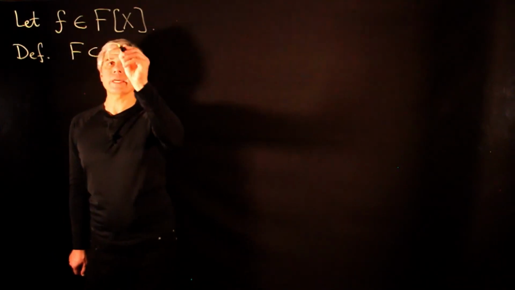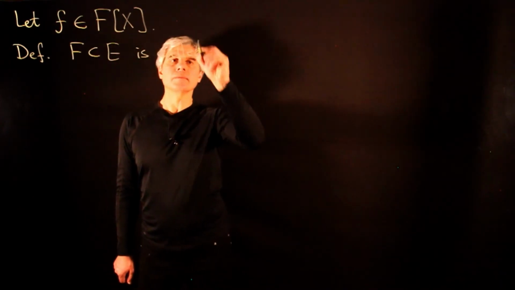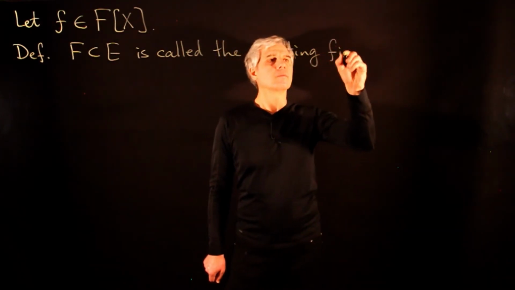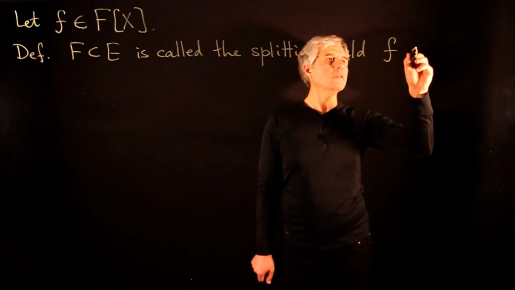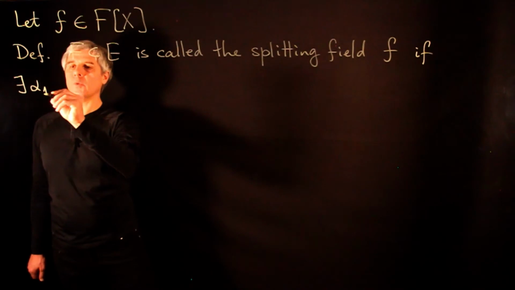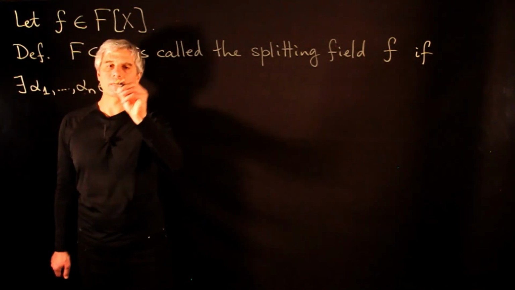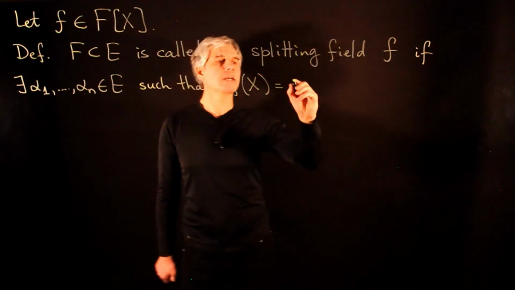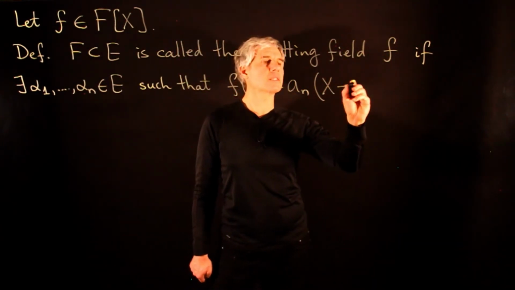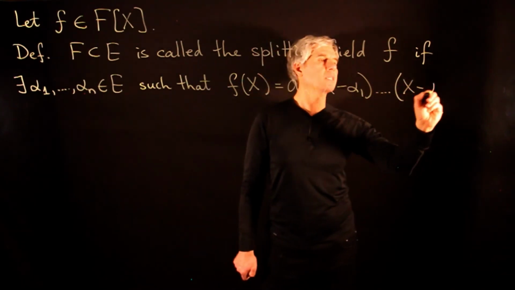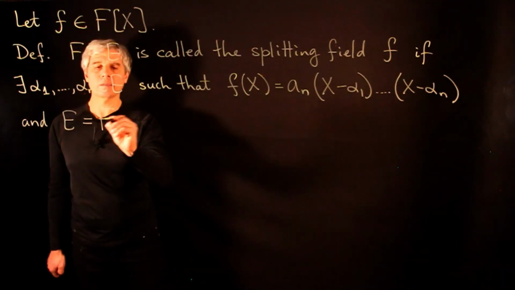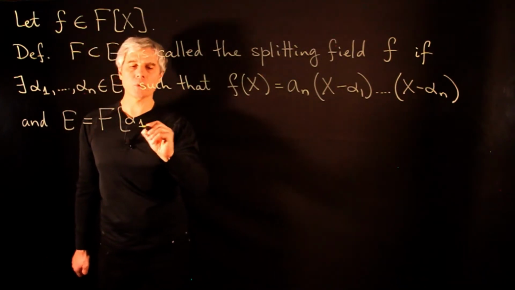Definition. An extension E of the field F is called the splitting field of f if there exist roots alpha 1 through alpha n in the field E, such that f of x factors as a leading coefficient times (x minus alpha 1) through (x minus alpha n), and the field E is generated as a field extension over F by these roots.